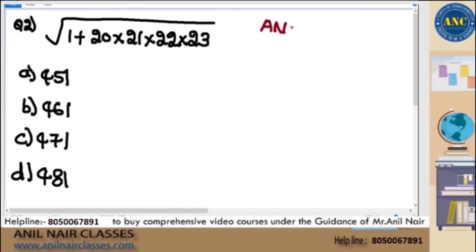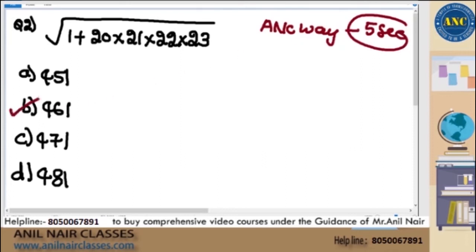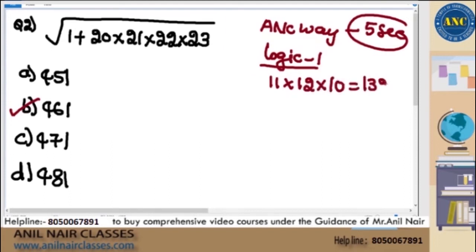If I solve this question, it takes 5 seconds for me. The answer is directly 461. The logic is like this. Logic 1: suppose it is 11 into 12 into 10, which is nothing but 1320. Any number multiplied by 10, 20 is a multiple of 10, so the unit digit will be 0.